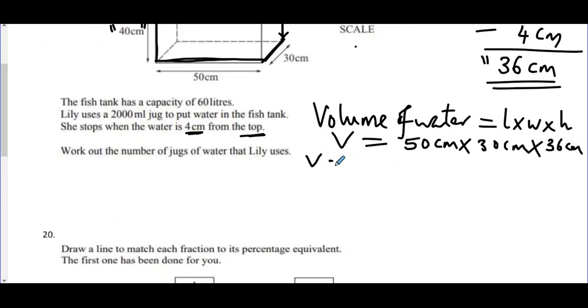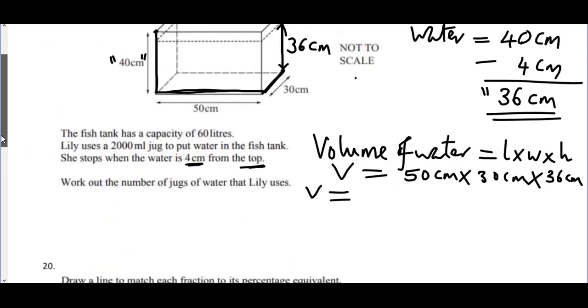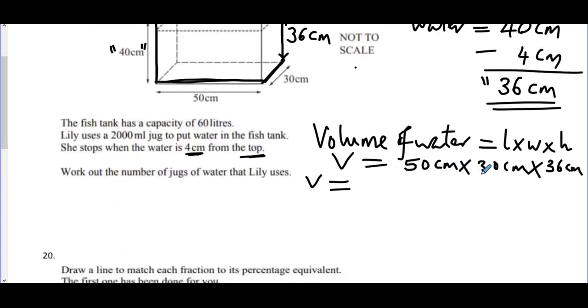Okay, so the volume of water present in the fish tank is, really, volume will be 50 times 30 times 36. And you can go ahead calculating that, because this is a paper which you are not supposed to use a calculator. So you can go ahead multiplying that manually. And for sure, you're going to get volume equals 54,000 centimeter cube.